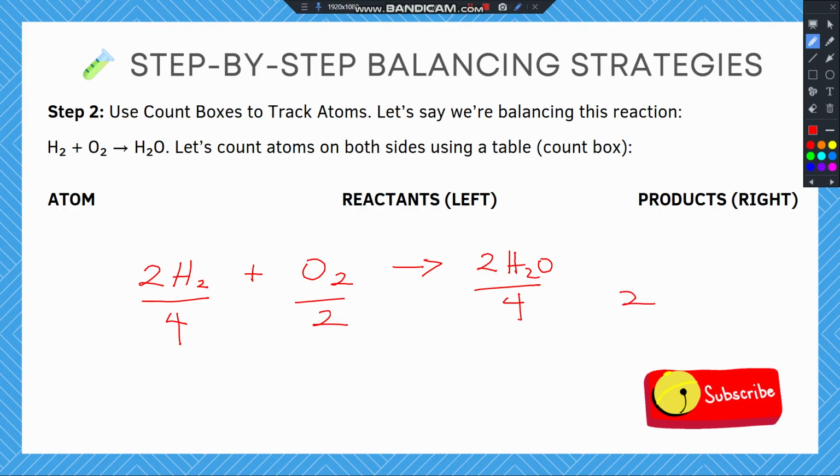So what we simply did is to count the number of atoms for each element that was present, and then we changed the coefficients, which is the large number in front of elements and compounds, in order to make the atoms the same on both sides.